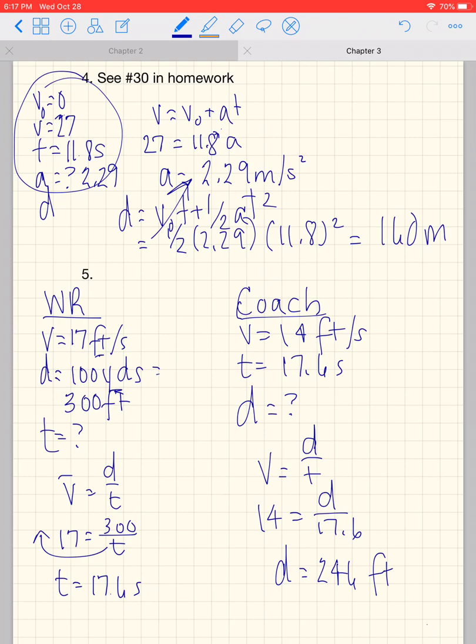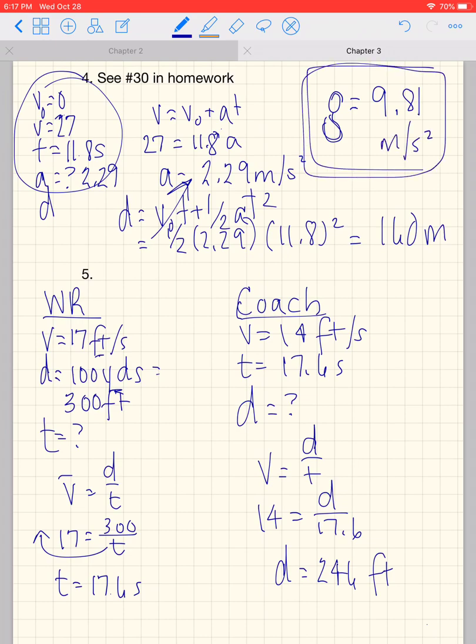All right, so I am going to have you guys do 31 through 39 for homework. And I do want you to know that this is important for the homework. When it talks about G's, G is an acceleration due to gravity, and the number for G is 9.81 meters per second squared. That's a piece of information you're going to need to know for the homework.